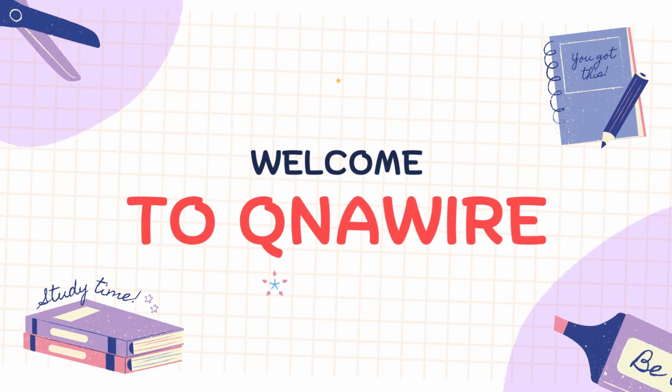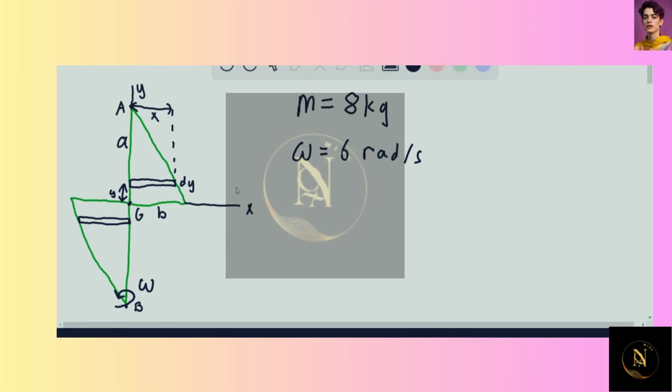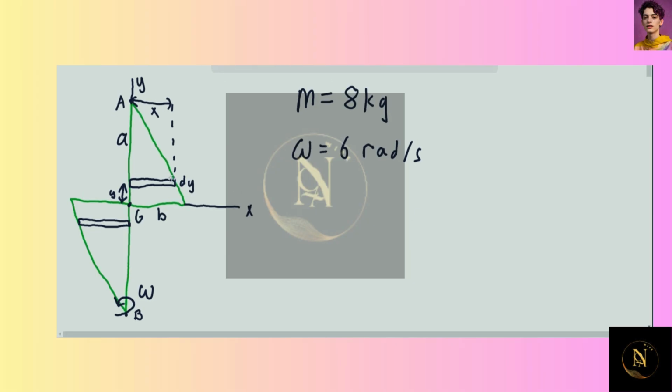Welcome to qnawire. We have this set of triangular plates here with an angular velocity omega, and we need to find what the angular momentum is about the point G. And notice here that we drew a rectangular element within the triangle with the width of dy. So we're going to be using integration to help solve this problem.